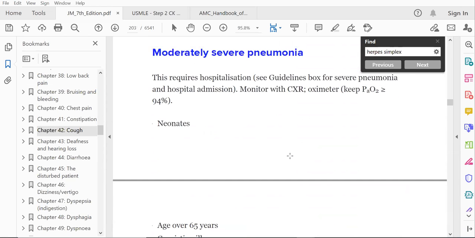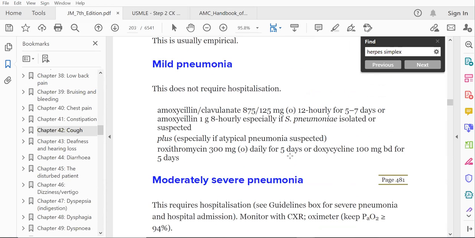In mild pneumonia, who can tolerate oral antibiotics and are not very severe, those patients you can treat as outpatients with oral antibiotics, mainly Augmentin, which is your amoxicillin and clavulanic acid, and you can add roxithromycin or doxycycline to cover the atypical pneumonia.